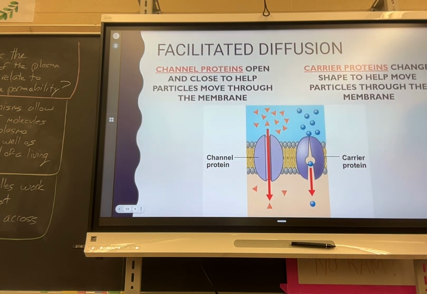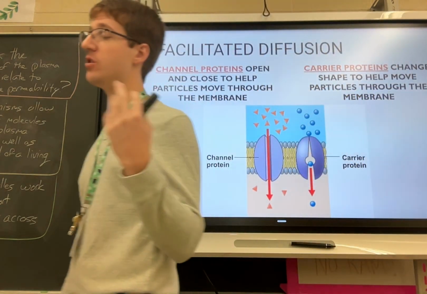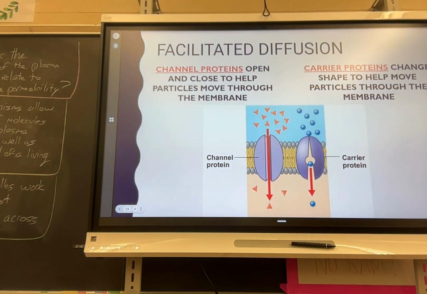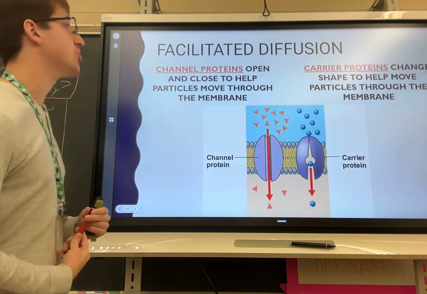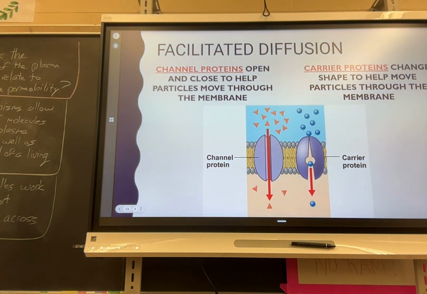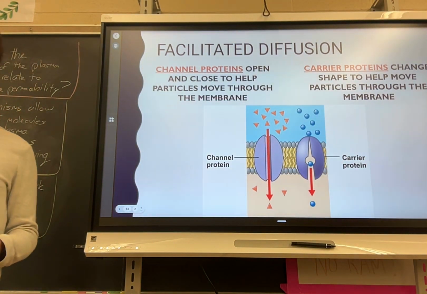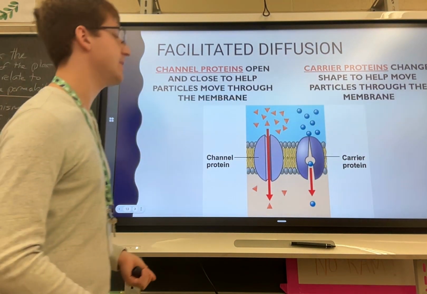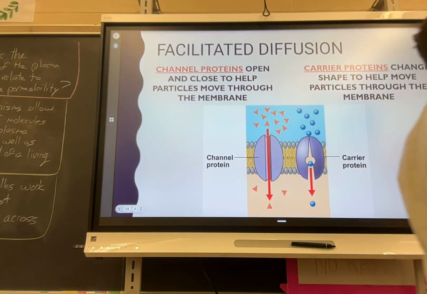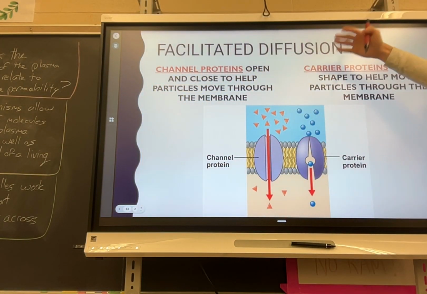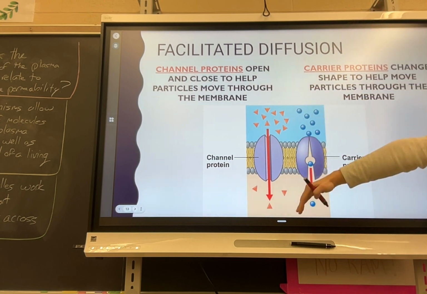So facilitated diffusion, like we said, is going to have to use proteins to get across. There are going to be two different types of proteins that we're going to talk about. The first one is the channel protein, and the second one is the carrier protein. A channel protein is going to be more of a tube. It's going to help to open and close and help move molecules through the membrane. So it's going to have a little gate on it that will open or close, whether things are supposed to get in or not.